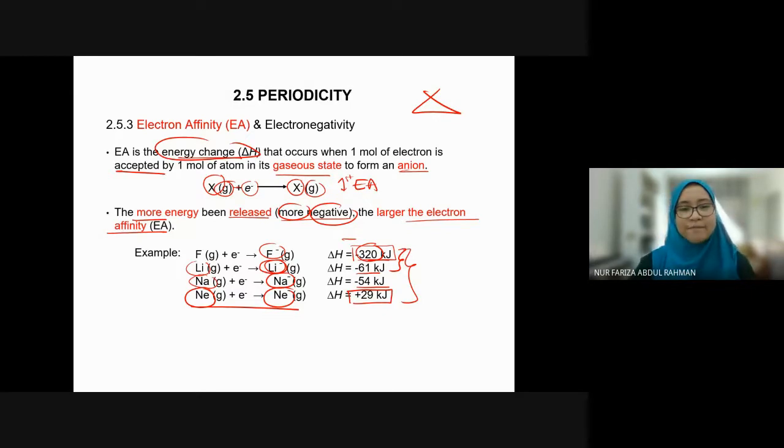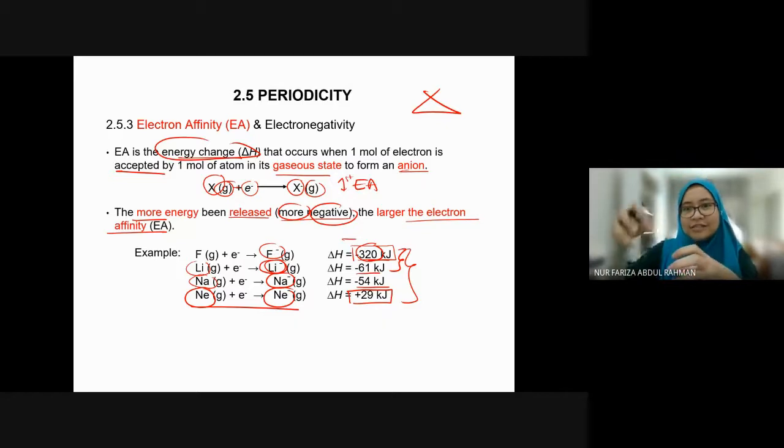Okay, that is why across the period, saya bagi tahu awal, across the period, the EA increases. Kenapa? It's the same reason as what we have learned earlier. It's because of the Z effective. Okay, dia block P tu, they favor the electron more compared to block S. Kenapa? Because of the Z effective. The Z effective is powerful enough. Okay, across the period, Z effective increases, kan?